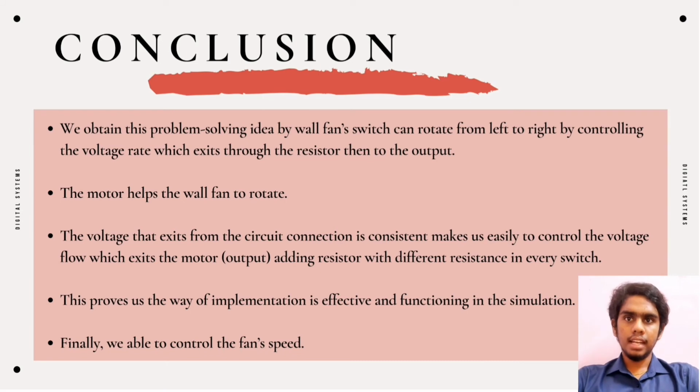The voltage that exits from the circuit connection is consistent, which makes it easy to control the voltage flow which exits to the motor. Another way is at the output, adding a resistor with different resistance in every switch. This proves that the way of implementation is effective and functioning in the simulation. Finally, we are able to control the fan speed.